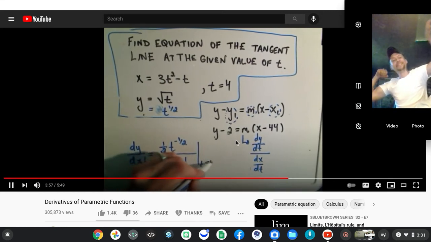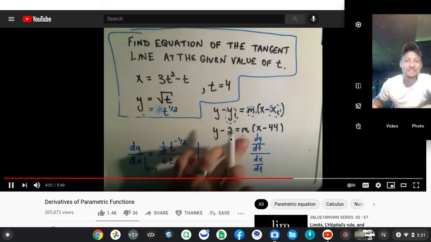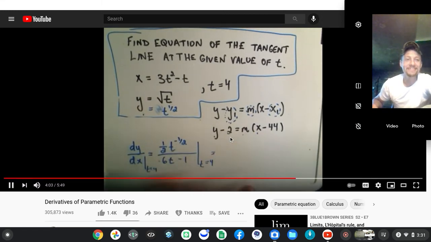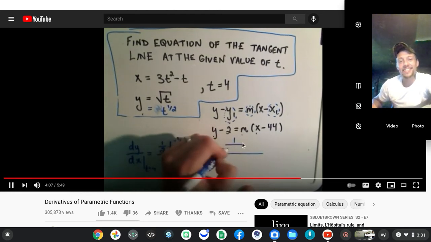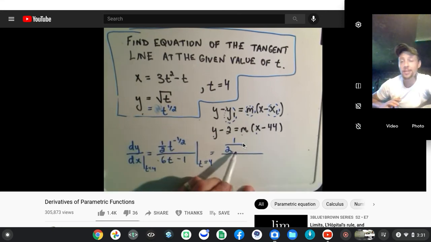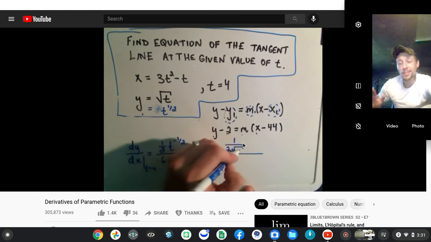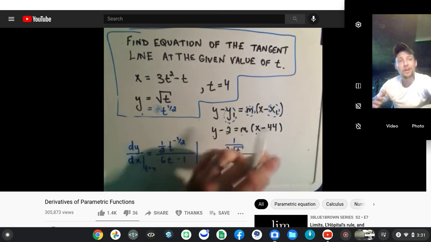At t equals 4, if I plug in t equals 4, I could write the numerator as 1 over 2, and the t to the negative 1/2 I would write as t to the positive 1/2, the square root of t. And then I still have the minus 1 on the numerator. And again, I'm going to evaluate that.